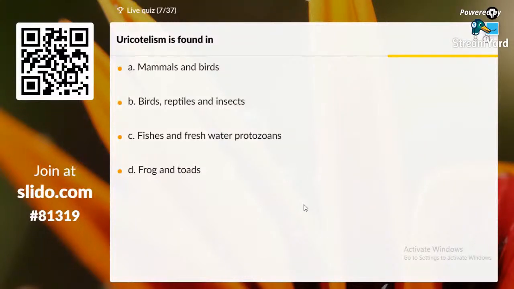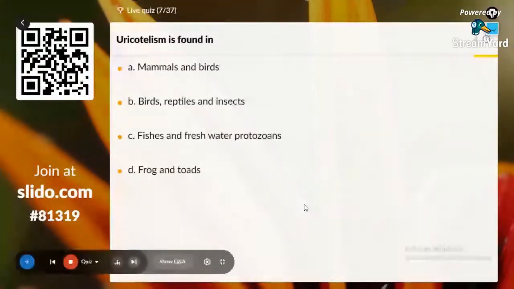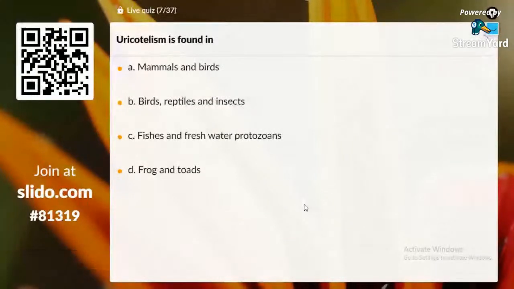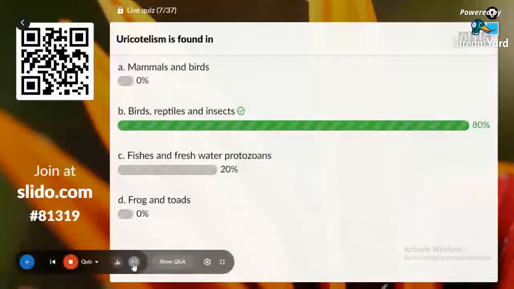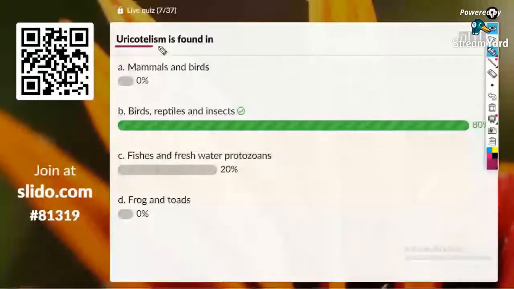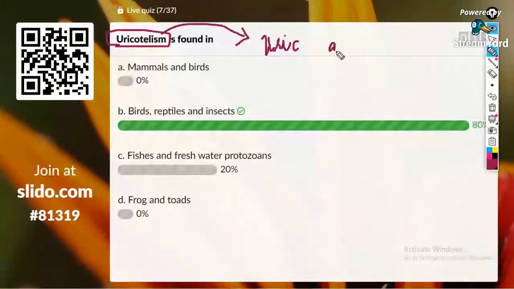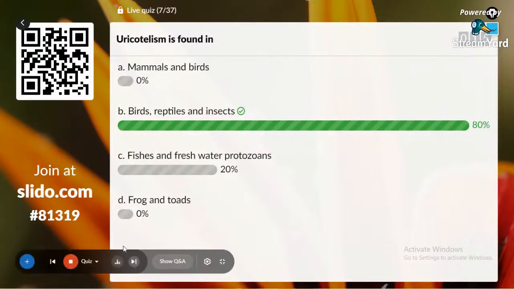Uricotelism: organisms that eliminate the nitrogenous waste in the form of uric acid. 80% went with option C, and that is the correct answer for the question. Uricotelism, excretion by means of uric acid, is mostly seen in birds, reptiles and insects.